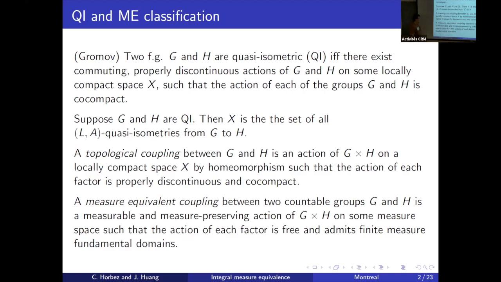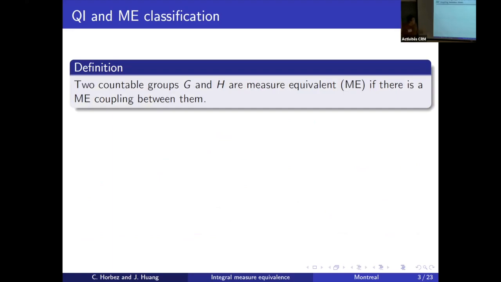Okay, so this would be one definition. You could ask, why measure space? You could also consider other categories, but at the moment these are the only two things I can say something about, so I won't talk about other variations. We give this definition: countable groups G and H are measure equivalent if there's a measure equivalence coupling between them.